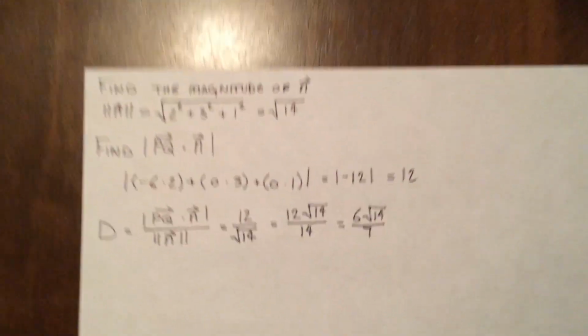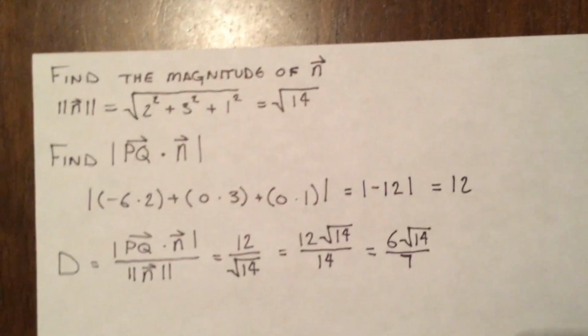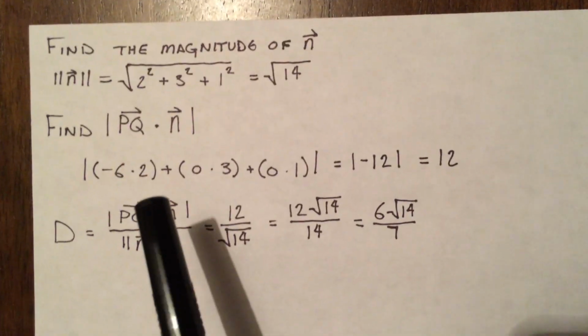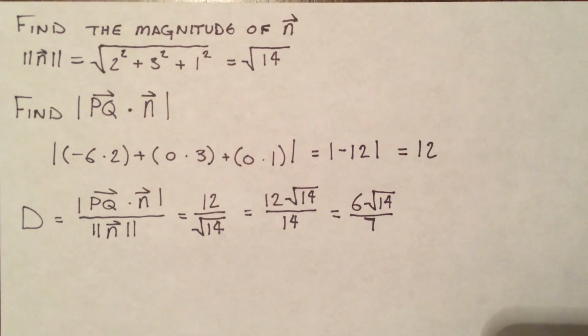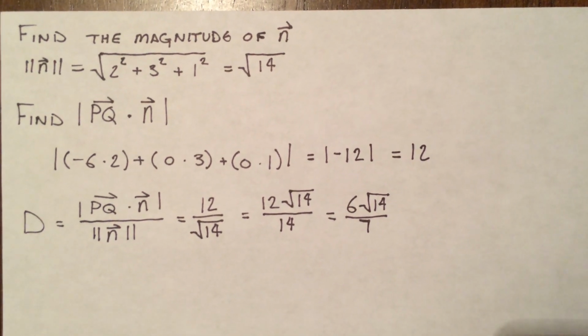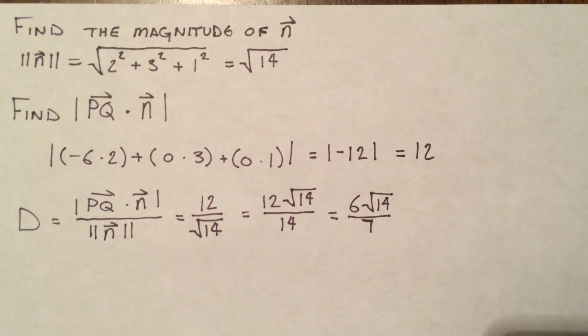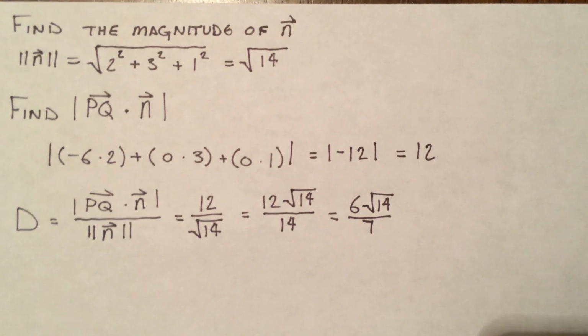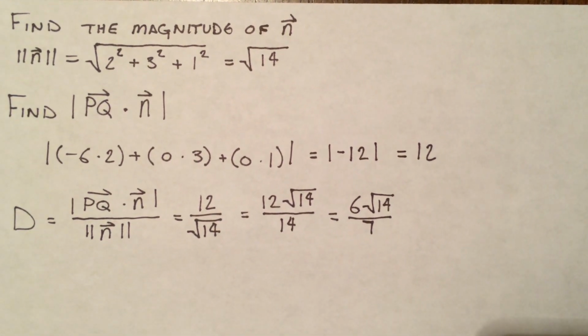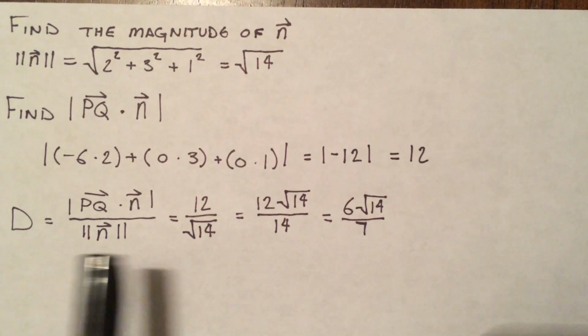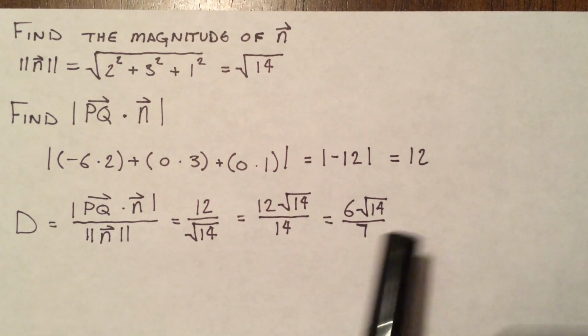Next, we'll find the magnitude of the vector N, which is the square root of 2 squared plus 3 squared plus 1 squared, which will give us the square root of 14. Finding the absolute value of the vector PQ dot the vector N will give us the absolute value of negative 12, which is 12.